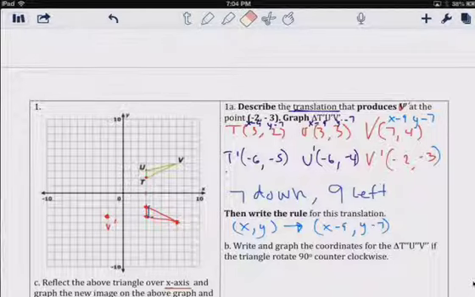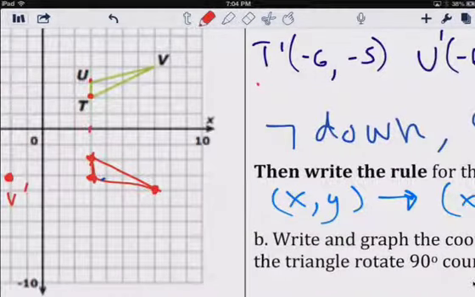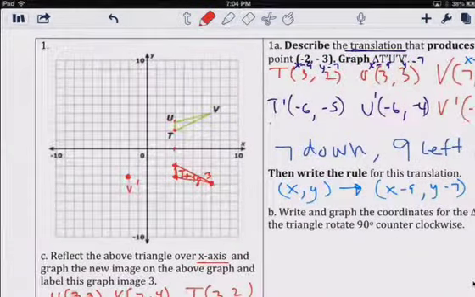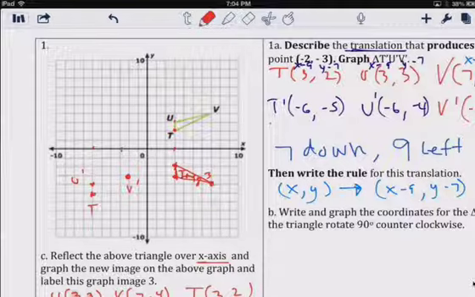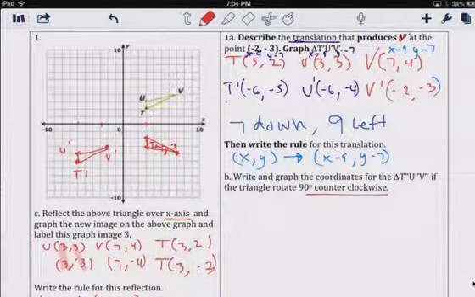There we go. So now we can get rid of all these blue counting things. Put the red back in here. Oh, we label this image 3. Okay. U is -6, -4 is right here. And -6, -5 is down here. That's U prime and T prime. There we go. Counterclockwise.